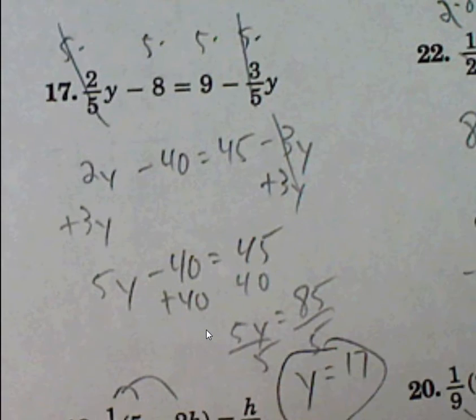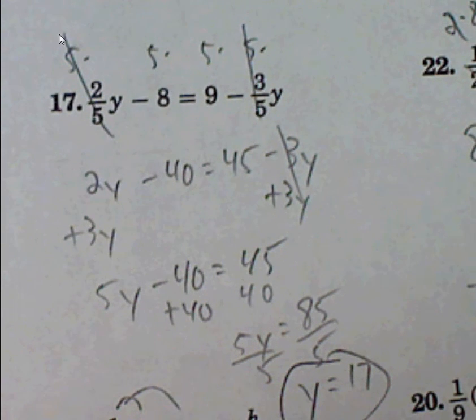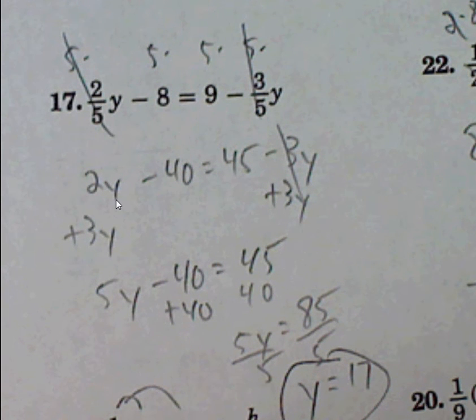Number 17, I cannot distribute, but I can go ahead and multiply everything by my denominators. My denominator is 5. Multiply everything by 5. So this 5 goes away, 2y. 5 times 8 is negative 40. 5 times 9 is 45. 5's go away, minus 3y.